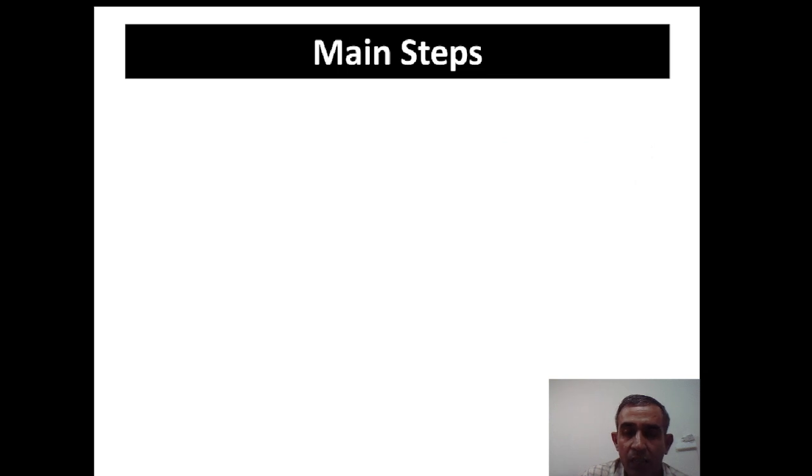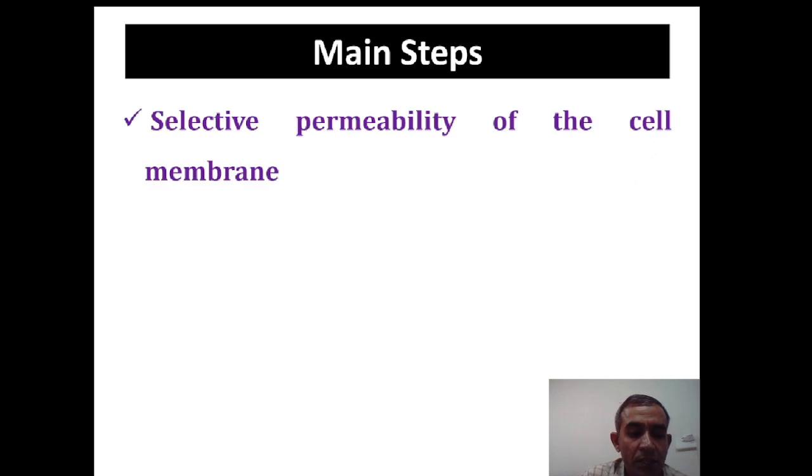There are a total of 5 steps for the genesis, or how the RMP is developed. Number 1, there is a selective permeability of the cell membrane, because the membrane is only selectively permeable for a few ions and not all. Maybe a few ions are more permeable, others are less, and some are not permeable.